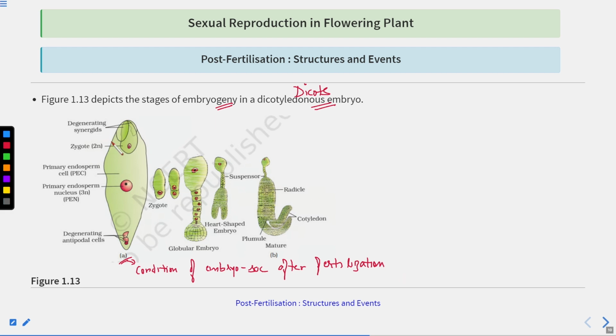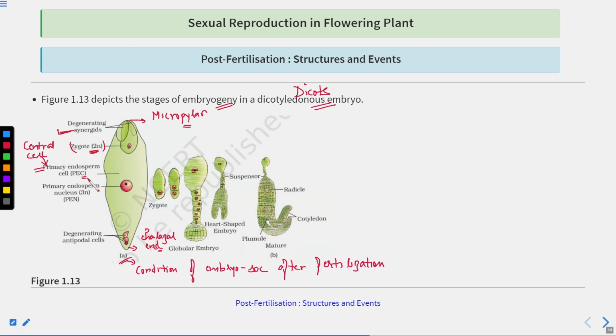So here you can see after the fertilization, zygote is formed at the micropylar end. So this is the micropylar end. Okay, this one is the chalazal end. Okay, at the micropylar end, the synergids are present and the egg fuses with the male gamete to form the zygote, and the synergids, they degenerate. Now, this is the primary endosperm cell, which is formed from the central cell. So, central cell gives rise to the primary endosperm cell.